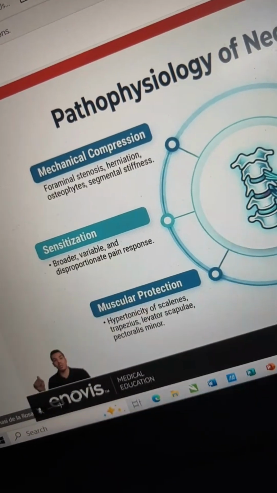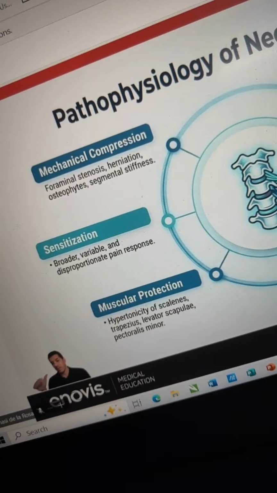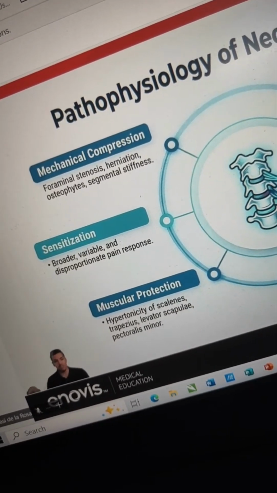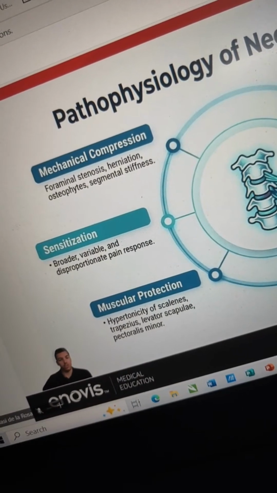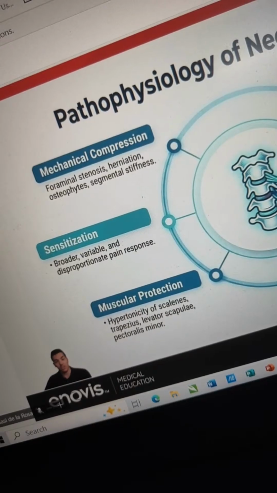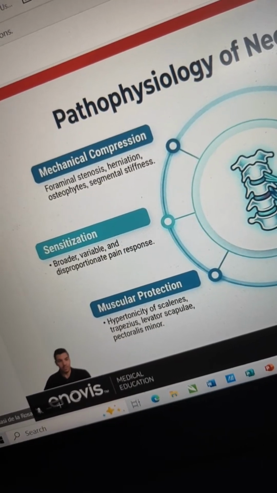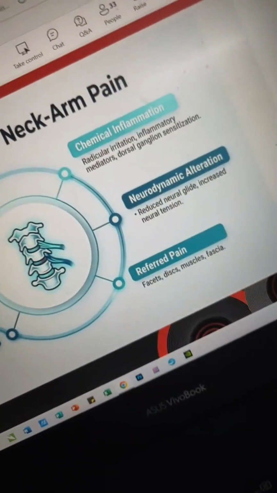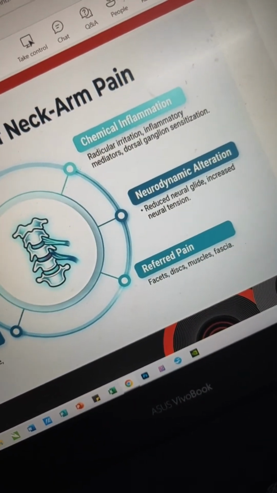We must also consider referred pain originating from facets, discs, muscles, or even the fascia itself. Finally, some patients develop sensitization with broader, more variable, and usually disproportionate symptoms. Our examination determines which combination is present and which mechanism dominates the clinical picture.